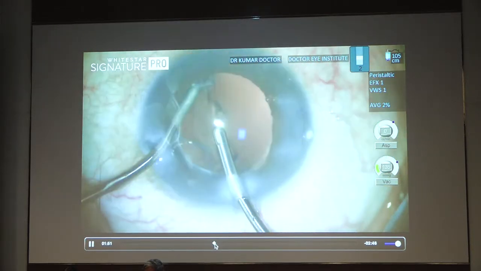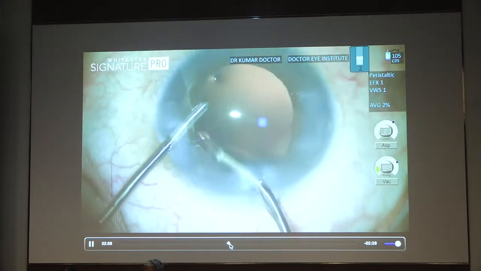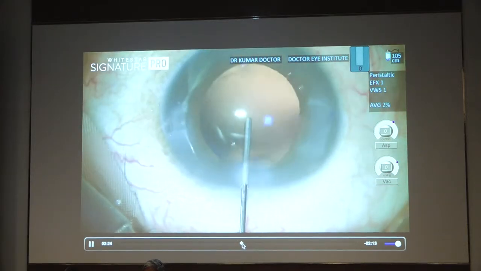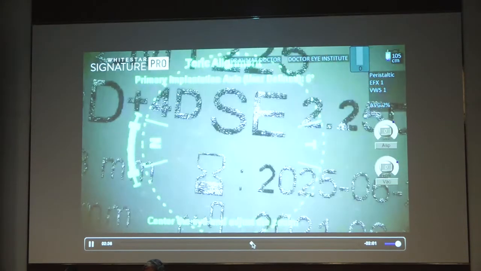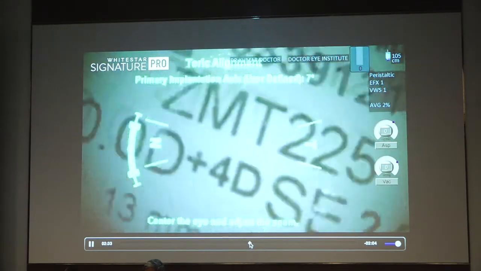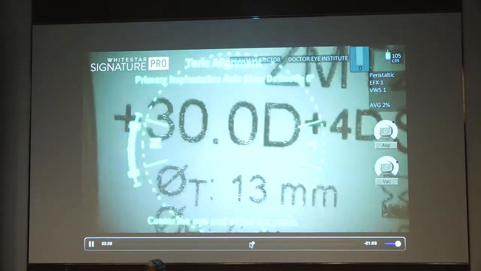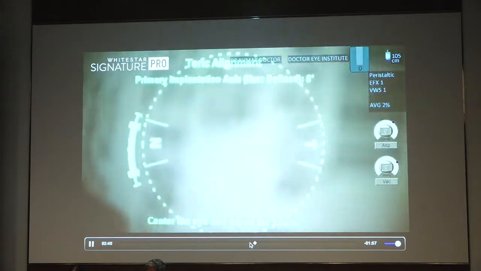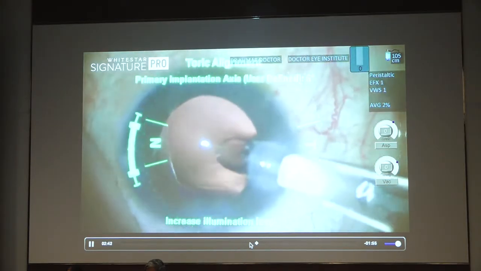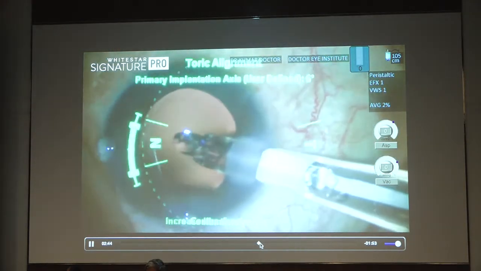Here I'll show that I'm doing bimanual IA. After a femto, the bimanual IA is a little different from the normal IA. So here I'm implanting a 30.5 diopter IOL. You can see that 30 with multifocal IOL. So going ahead and placing the IOL in the bag.